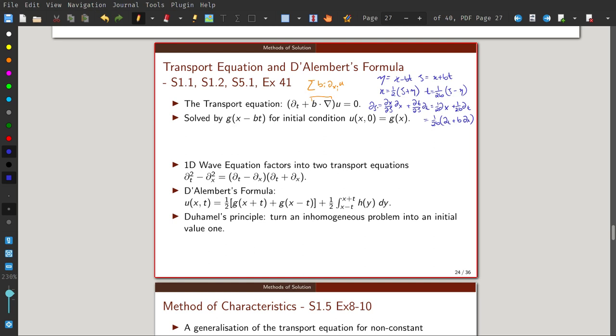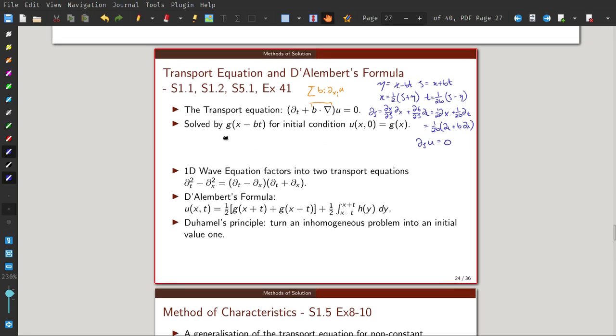So by making this coordinate transformation, we see that the transport equation is equivalent to the zeta derivative of u being equal to 0. And of course, if you have a function whose zeta derivative is equal to 0, you know that this function does not depend on zeta, it's constant in zeta. It is a function of eta alone. Okay, and that's what we see. We see that this is solved by g of eta, and you can figure out what g is given the initial condition, like so. So that's the method of solution by coordinate transformation.